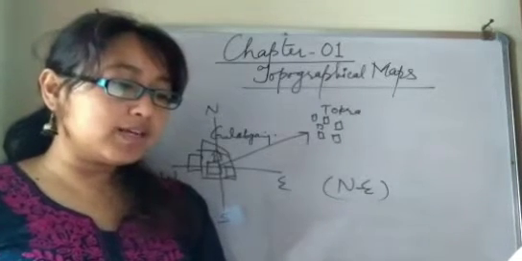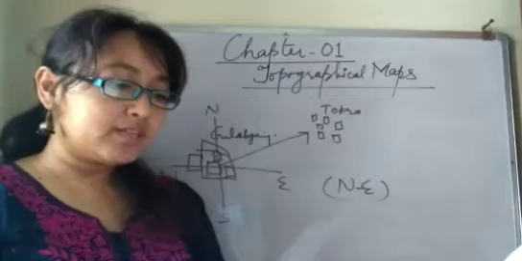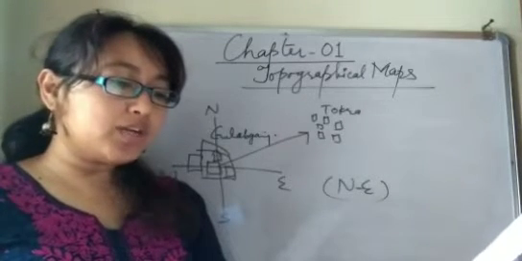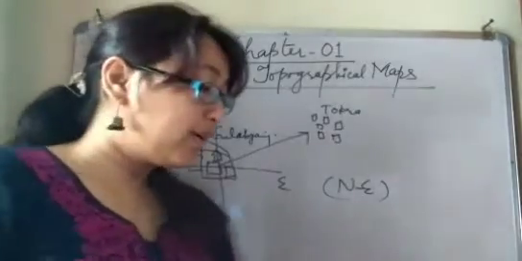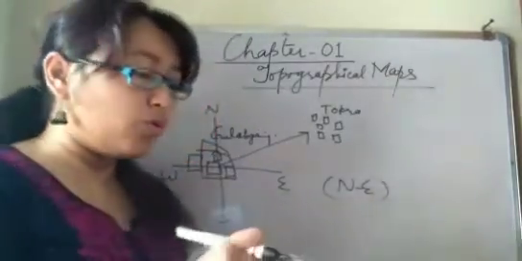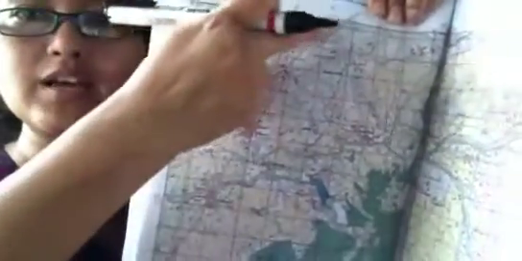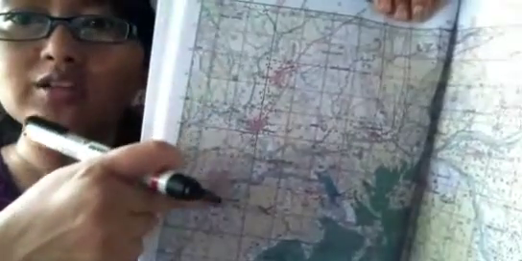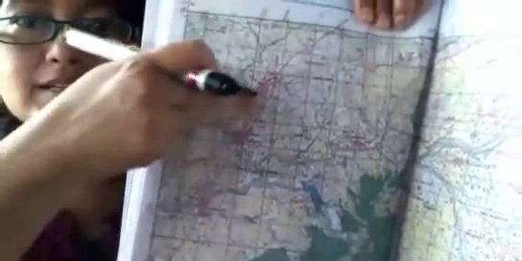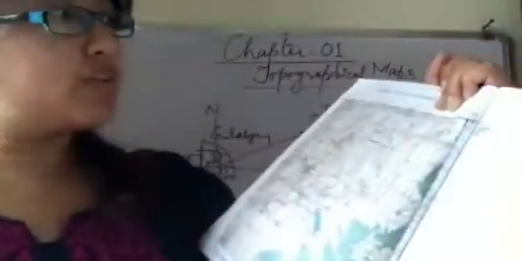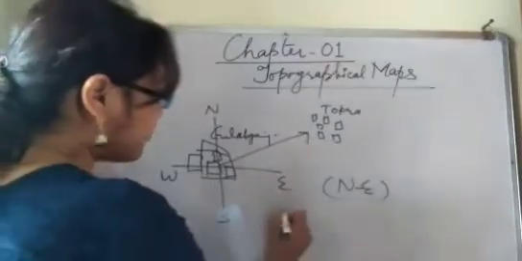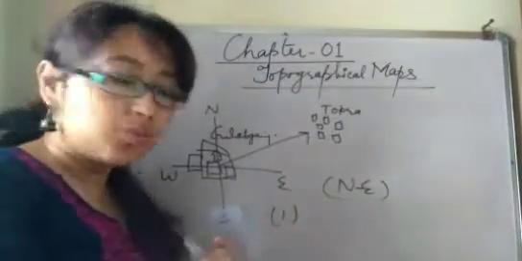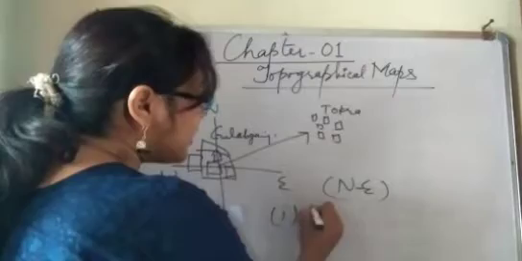Now come to the next question. Question number G. What is the main mode of transport as shown in the map? Main mode means one main mode of transport which connects almost all the settlements. That is metalled road. So the main mode of transport shown in the map extract is metalled road.